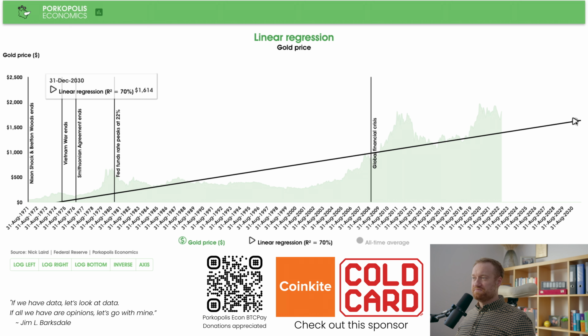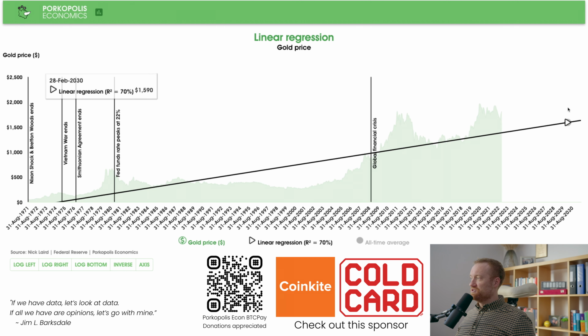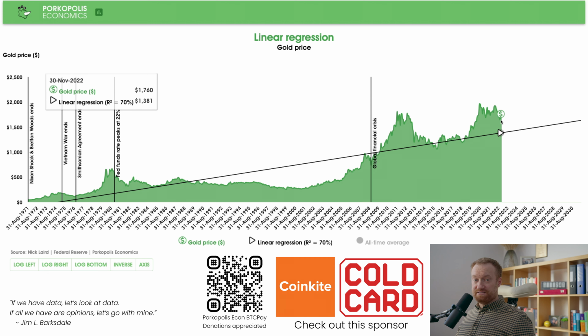Just because it gets kind of absurd if you keep regressing and you keep trying to predict something so far out in the future. $1,614 in 2030. So from here, we go back to the eye test, we go back to common sense, we go back to, if this is even meaningful, we go back to the R squared of 70%. The trend line in 2030 is lower than the price today. The trend line today is $400 lower than the price today.